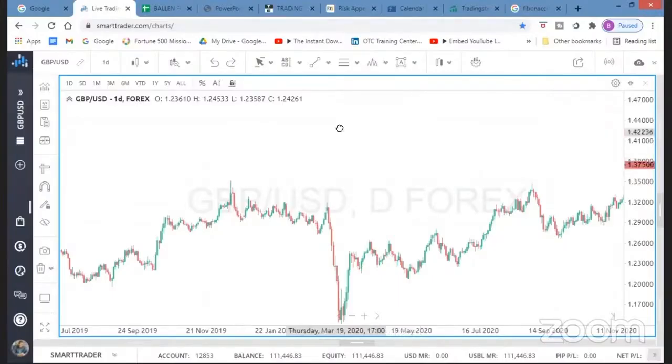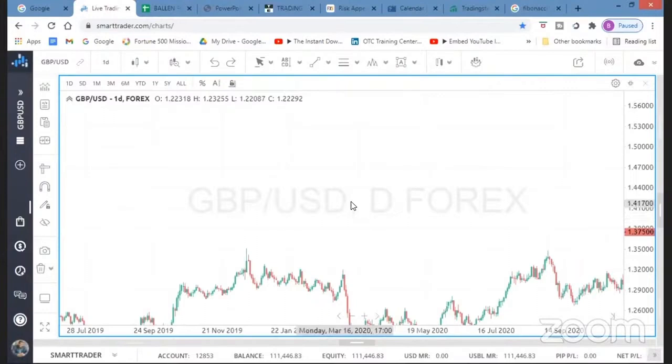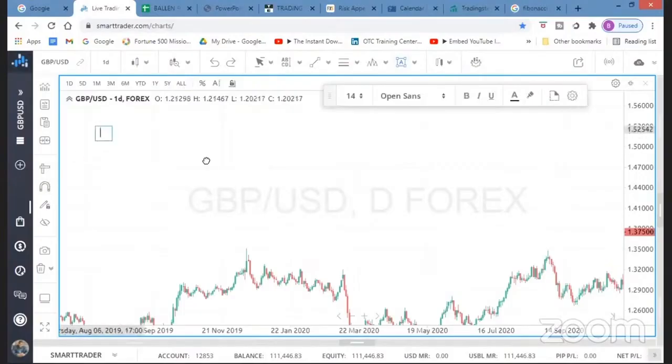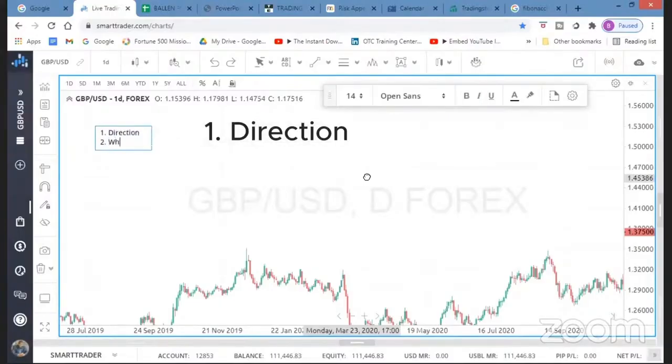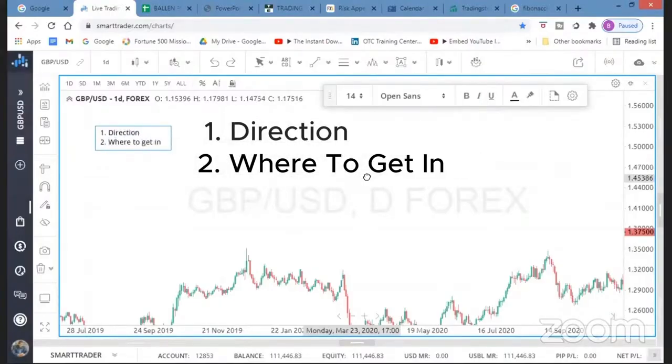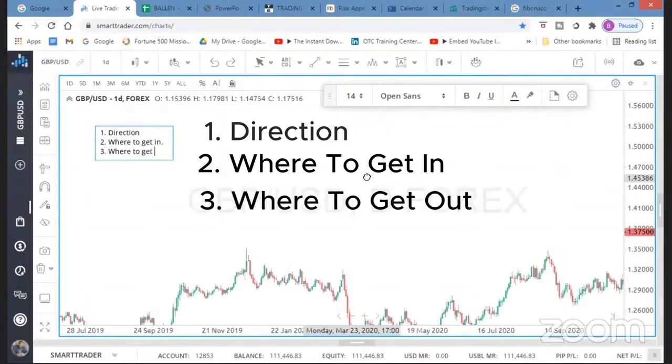So we say that the key in this whole thing is knowing when you're looking at a technical chart. All right, we have to know a few things. We want to try to establish direction, where to get in and where to get out. And the Fibonacci sequence, and the way we use it, helps us to measure all of that.